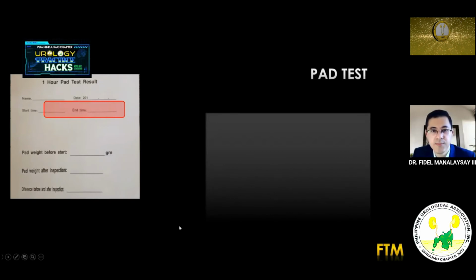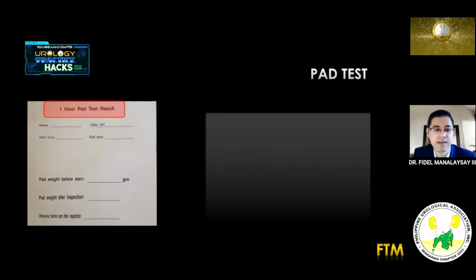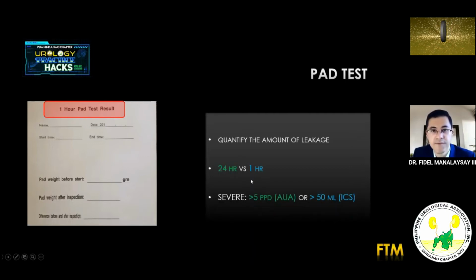The pad test is a simple test that we can do in our clinic. So how do we do it? It is used to quantify the amount of leakage. It can be either 24-hour or 1-hour. In a 1-hour procedure, significant or severe incontinence can be defined as more than 50 ml, while in a 24-hour pad test, it is more than 5 pads per day according to the AUA.